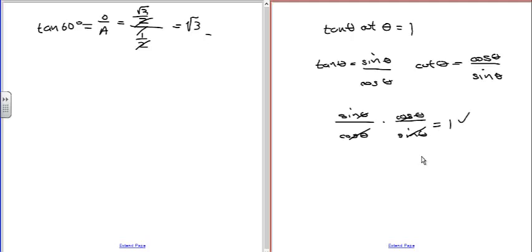And that proves it. The other one is that the cotangent is 1 over the tangent. So there, those cancel out to be 1. So those are the two ways, the two types of trig identities. Let's just do one more.